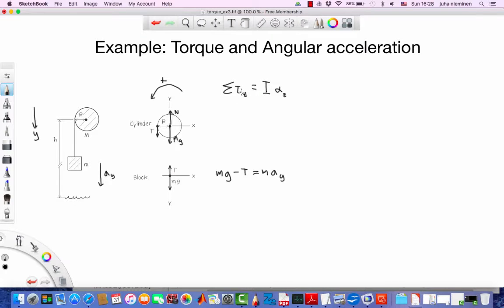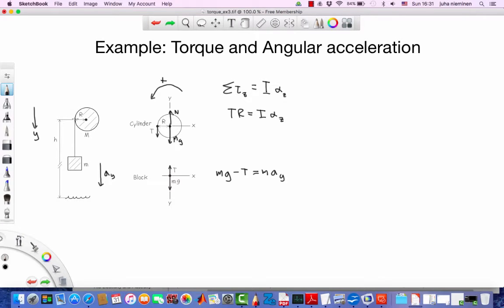What is the net torque? The only torque acting on the wheel is that produced by the tension force in the rope. It tends to rotate this wheel in the positive direction, so we take it as positive. Its magnitude is the force times the lever arm, which is capital R, the radius of the wheel, so TR equals the moment of inertia of the wheel times its angular acceleration. So now we introduced another variable, angular acceleration, when we want the linear acceleration.